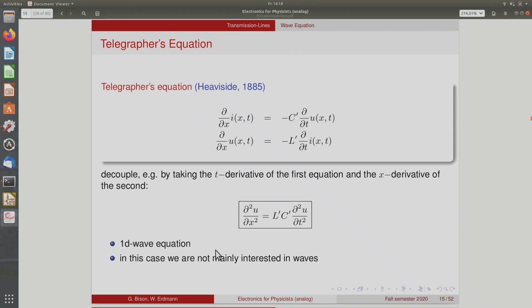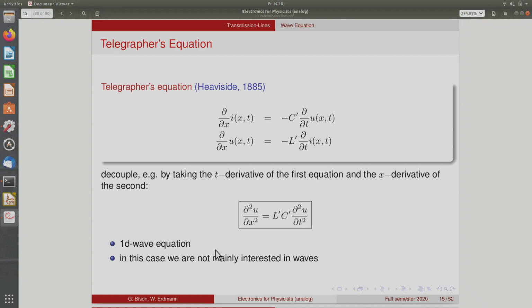Okay, and this pair of differential equations has a name. It's the so-called telegraph equation, and it was first found by Mr. Heaviside himself in 1885, who was a pioneer of electrodynamics, really. And he studied the technical application really for sending signals over telegraph lines in those days.